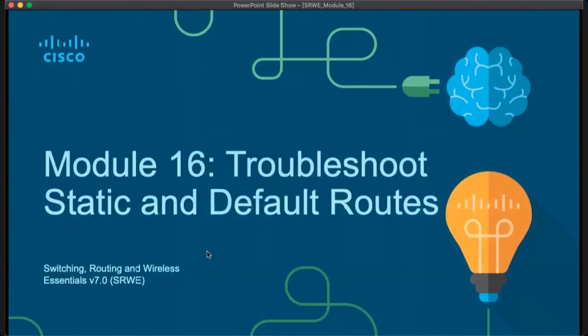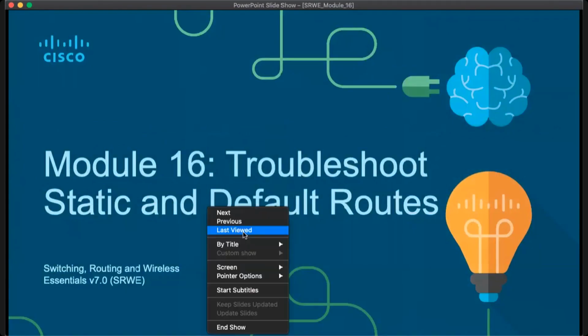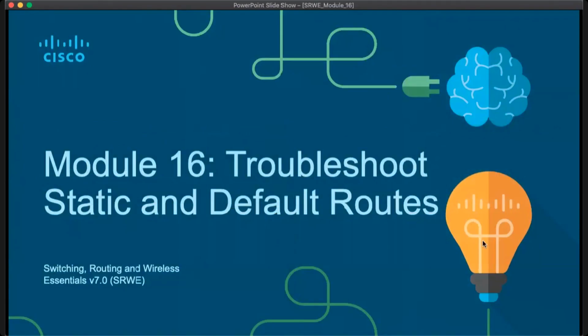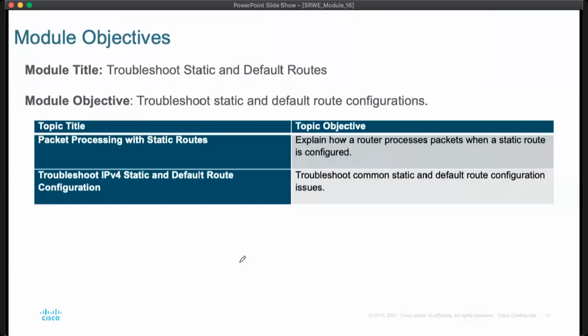Troubleshoot static and default routes. Module objective for this topic: troubleshoot static and default routes. Here, there are two topics.